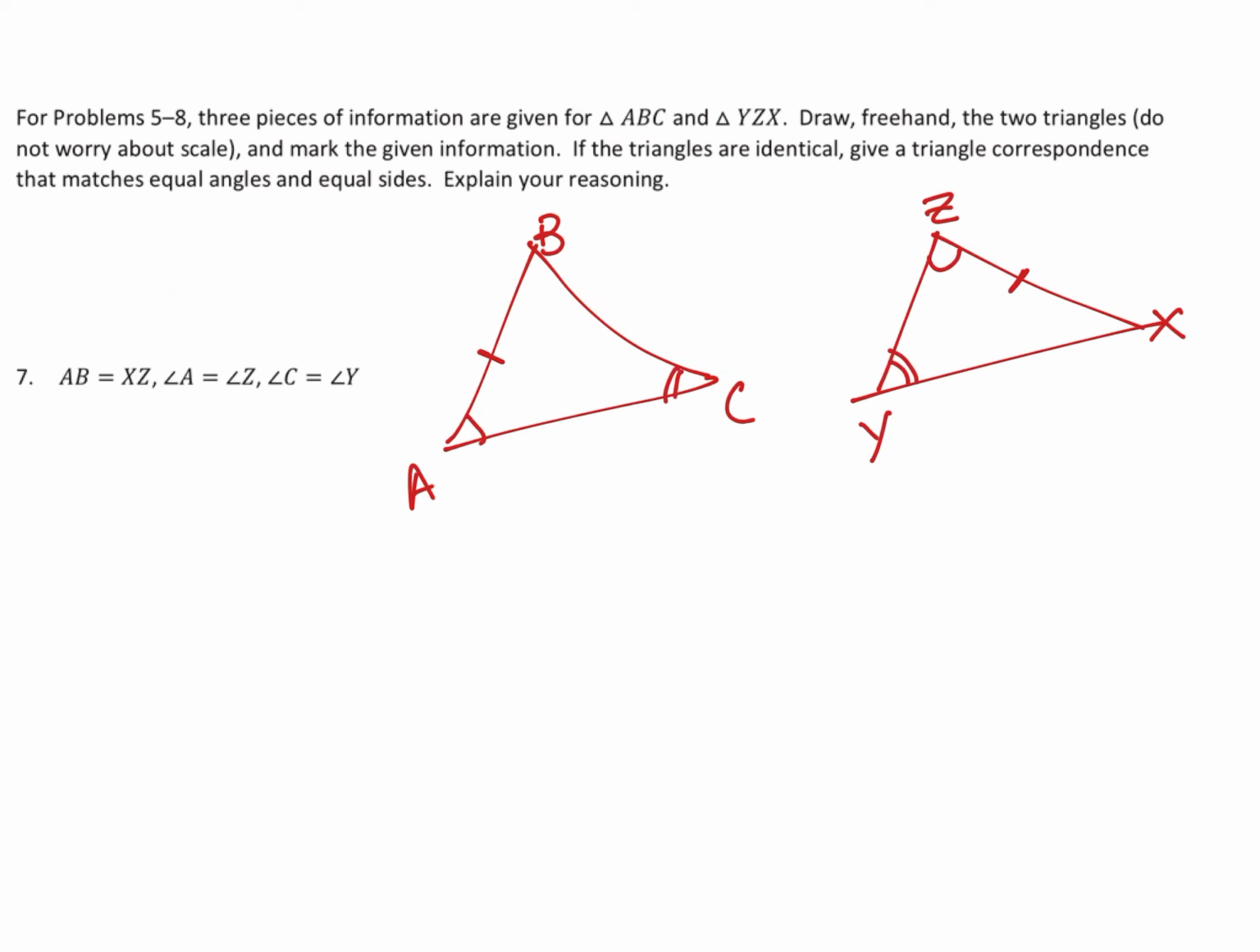If I were to rotate this one, then I could get Z to match up with A, Y would match up with C, and this side length would be over here on this side now. So are they identical? Well, I have angle, angle, side for both of them, and they are in that same pattern. So by, not ASA, angle side, AAS, these are identical.